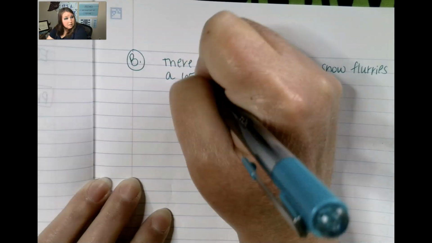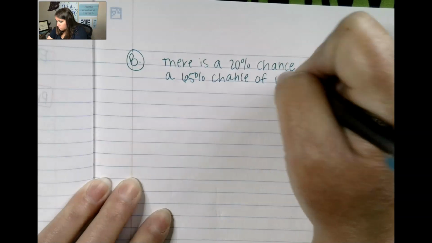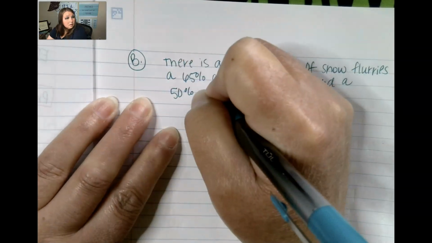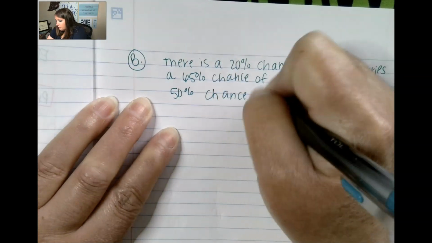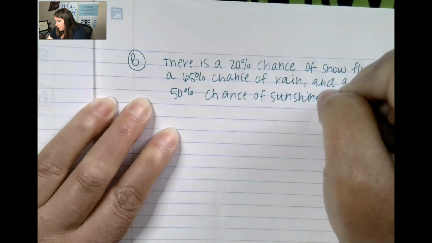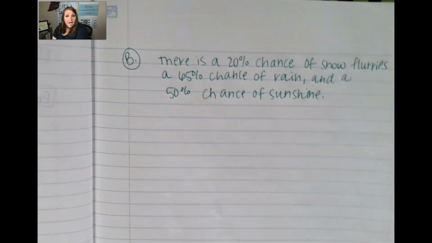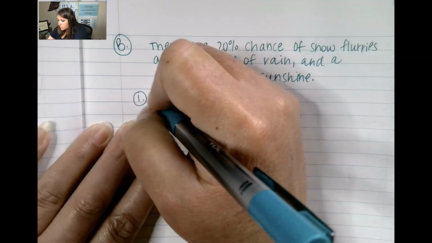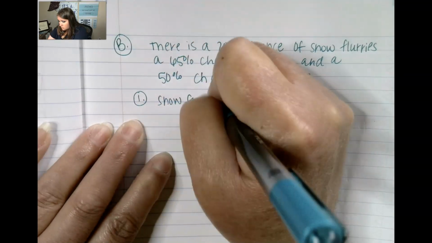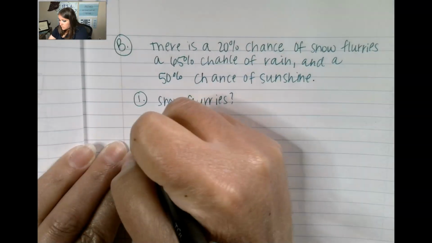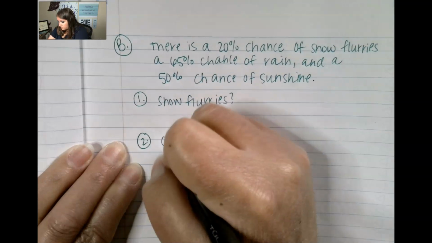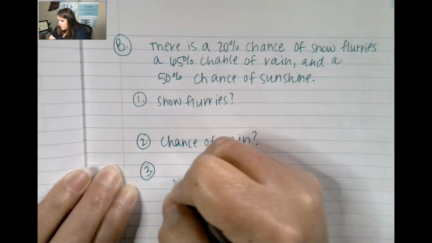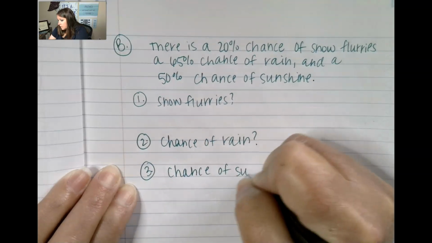A 65% chance of rain, and a 50% chance of sunshine. So they want to know what is the probability of having the different types of weather. So the first question is asking what's the probability of having snow flurries? The second question, what is the chance of rain? And question number 3 is going to ask, what's the probability of having chance of sun?